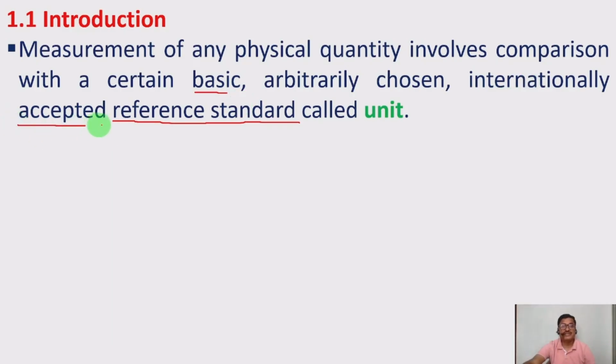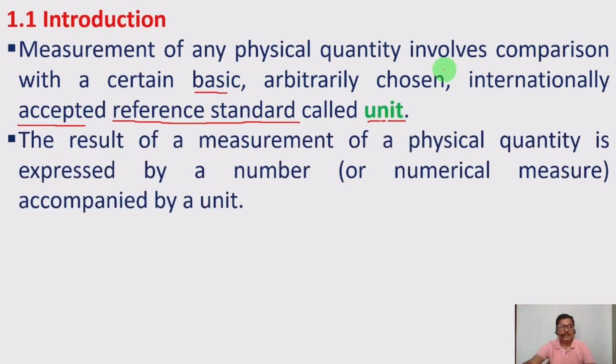And that reference standard is called a unit for the measurement. If you measure anything, the result of the measurement of a physical quantity is expressed by a number. That result of measurement will have a numerical value or numerical measure accompanied by a unit. It should have the unit.